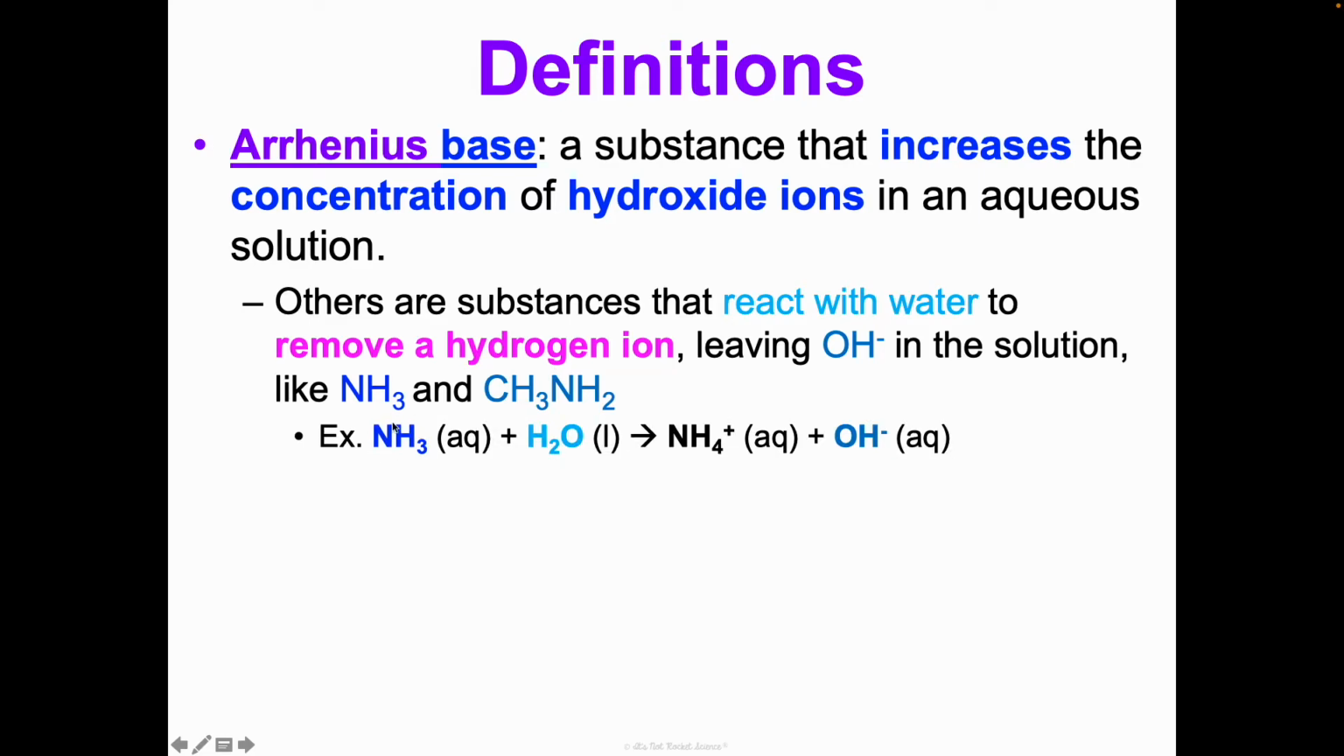So let's look at this ammonia and how it does this. What this ammonia does, it's polar. It's going to pull the hydrogen off of the water, adds it here. So now we have NH4 plus, and then it's left that hydroxide ion here. Still fits this definition because it's increasing the concentration of hydroxide ions in the solution, but it's just doing it with a different methodology.